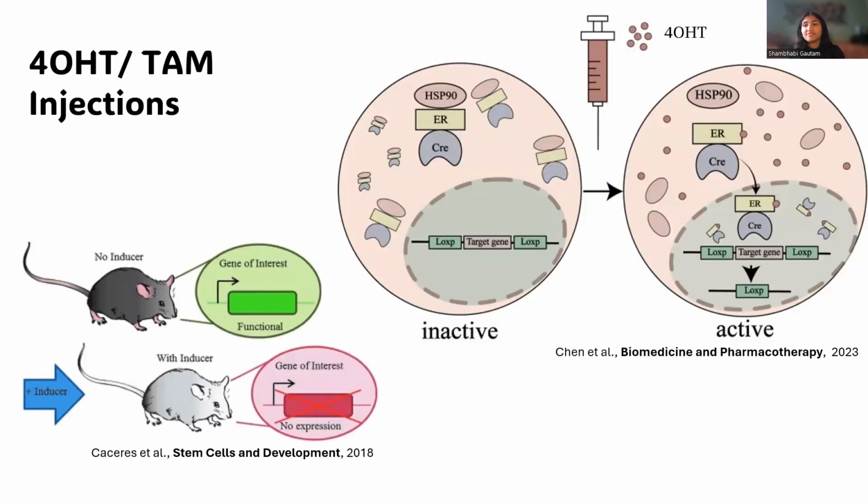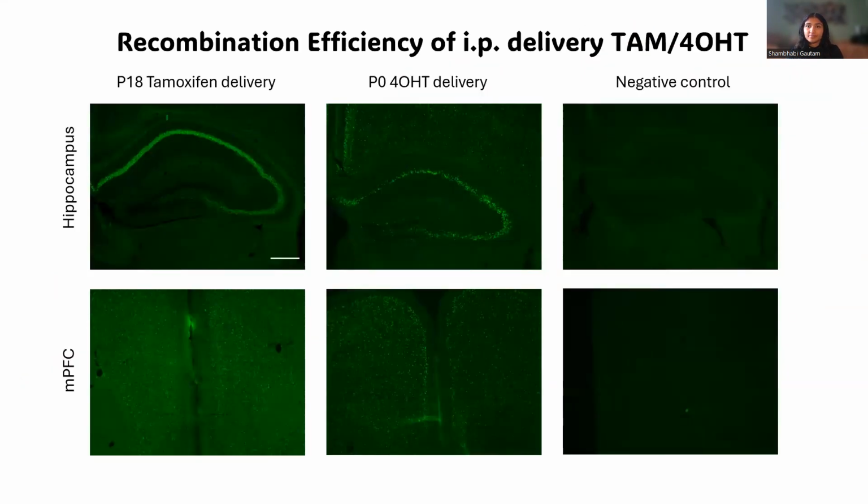In order to rescue CDKL5 in the mice models, we can use inducible gene expression where the Flex switch will only flip when the inducer tamoxifen is present. Cre is linked to an estrogen receptor and a heat shock protein. When tamoxifen is injected, it enters the cytoplasm of the cell and removes the heat shock protein and allows the Cre-ER system to enter the nucleus and flex the targeted gene of interest. When performing staining, we see that both early rescue 4-OHT injections and late rescue TAM injections are successful.